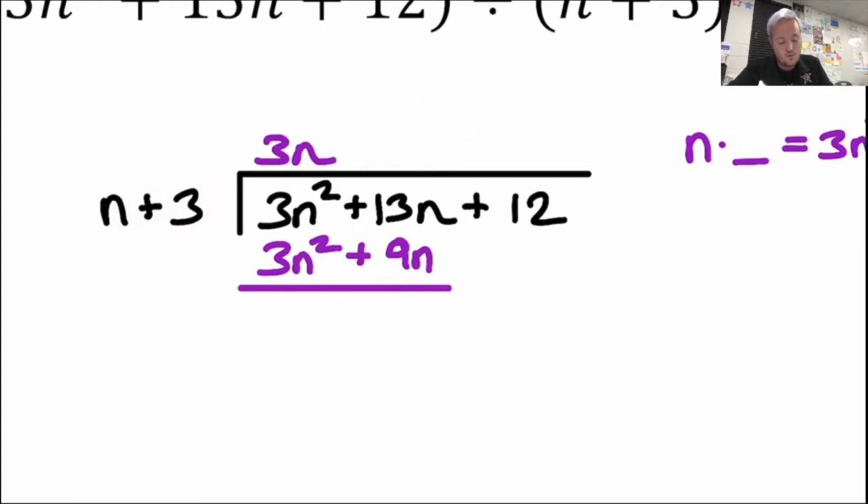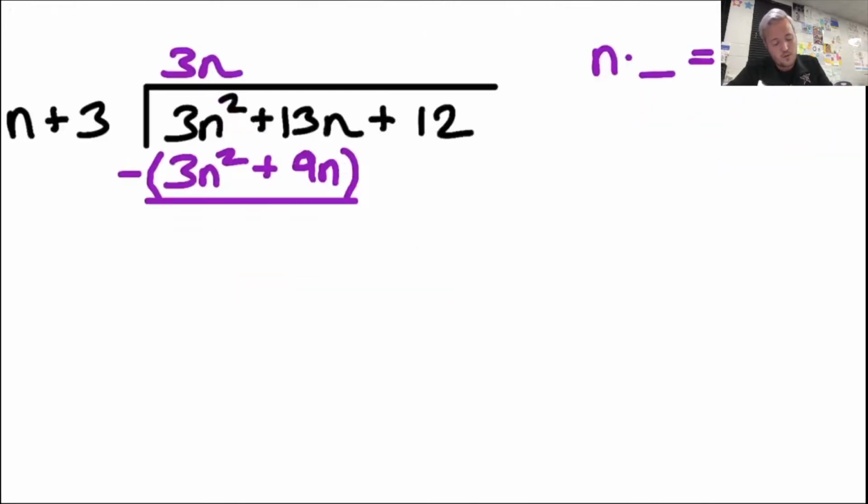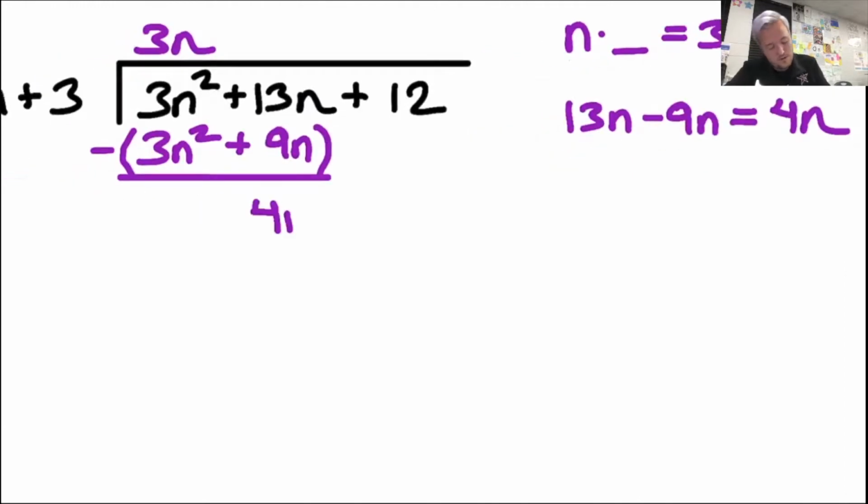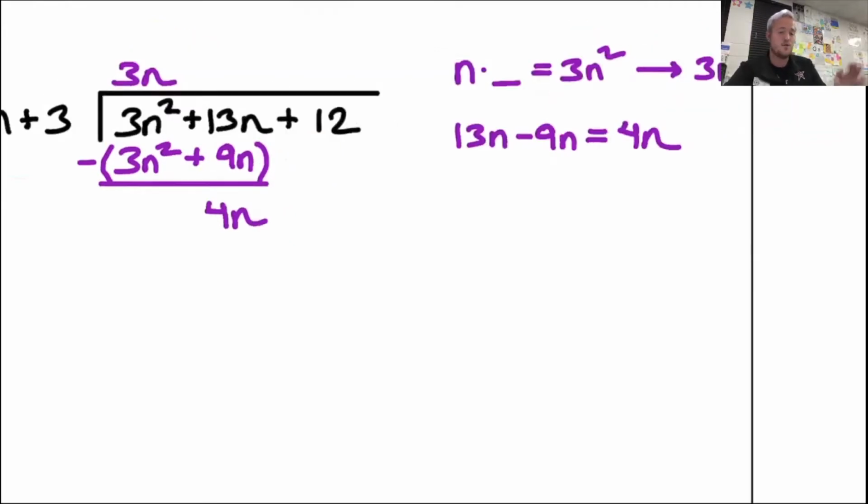What you have to remember to do here is we're subtracting this, so you have to put it in parentheses. This is kind of a tricky part. We're going to do 3n squared minus 3n squared, which gives you 0. Your first set of terms should zero out. Your second set here, we're going to have 13n minus 9n, which gives you 4n. That's what's written here. So that's the first step.